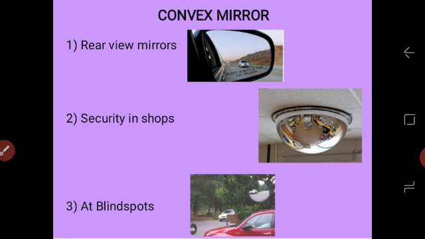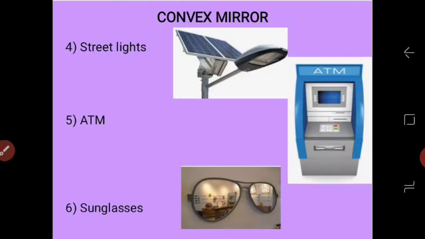We do see these mirrors fitted at blind spots, like in the parking lot or the blind turn. We have the big mirrors fitted so that the driver or the person moving will have a view of what is coming from the other side. These are installed at places where we cannot see the person coming from the other side clearly and directly. So a convex mirror helps us in giving us the image.